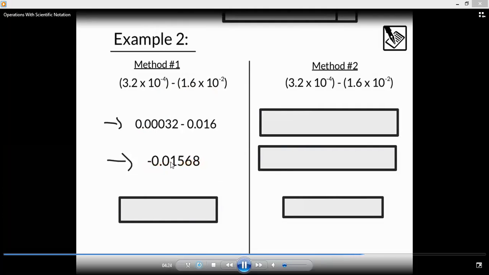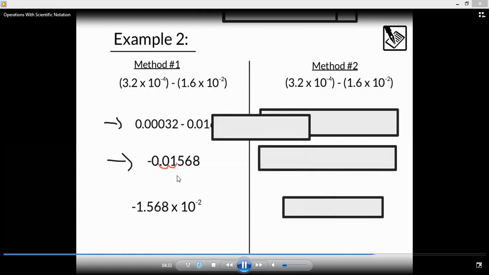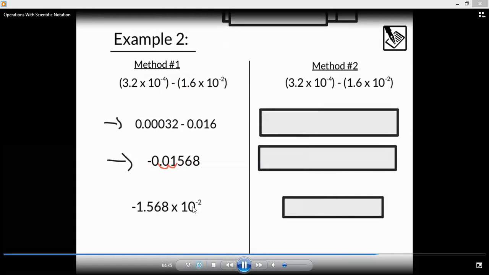You are going to move the decimal point to the right, like this is 1, 2, then you have 1.568 times 10 to the power of negative 2. In case you move to this side, it will be with negative exponents. So this is the second method.